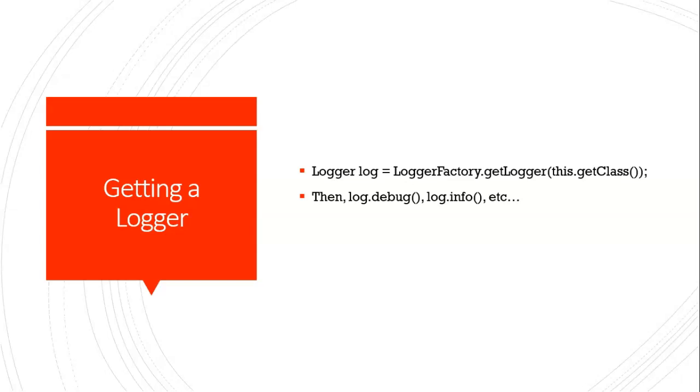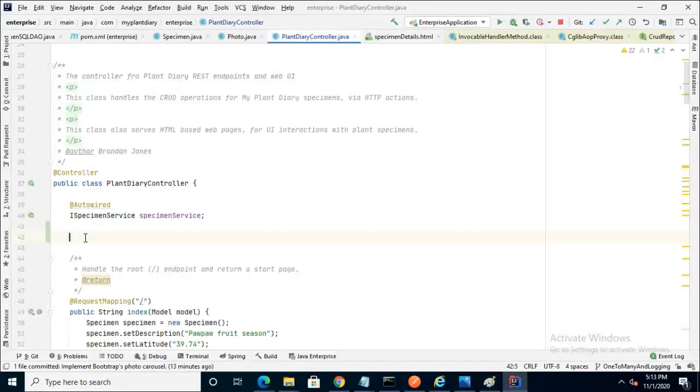Then to actually log something, we'll say log.debug if we want to log it at debug level, log.info, log.error, so on and so forth. So let's take a look at a hands-on example with Spring Boot. Let's start with our controller class.